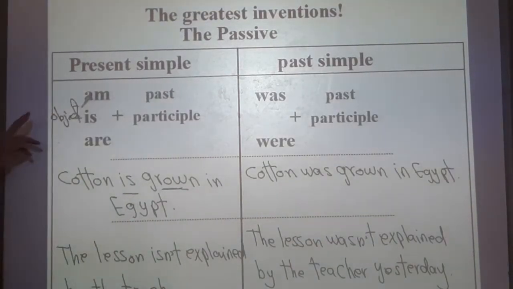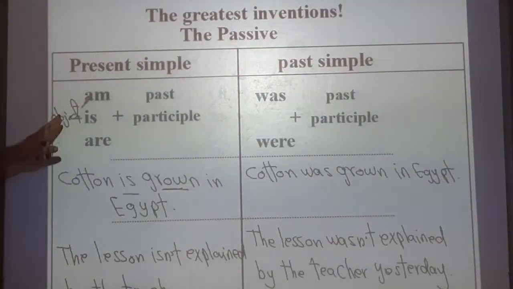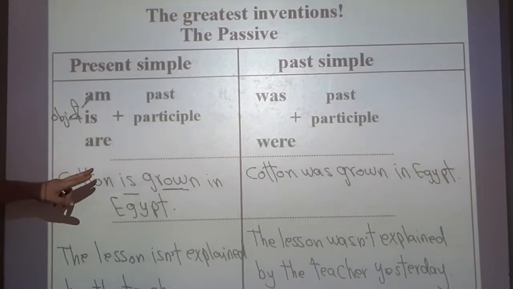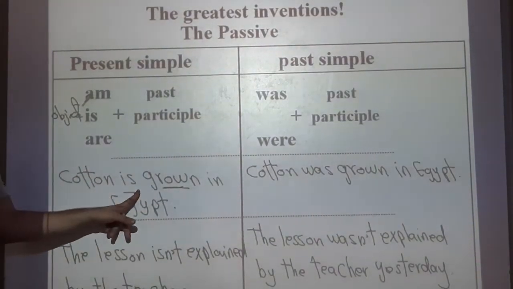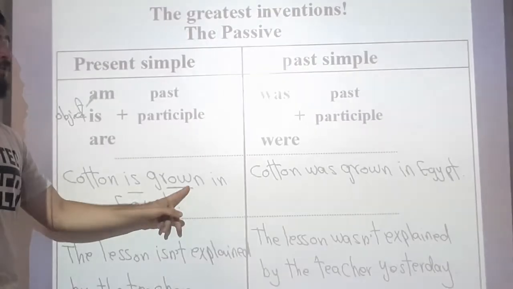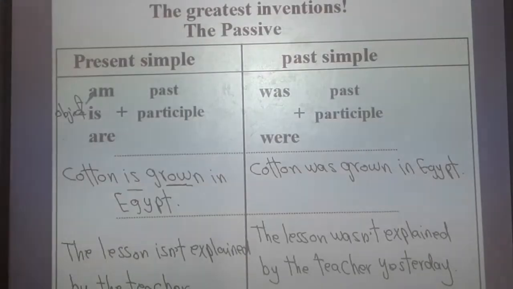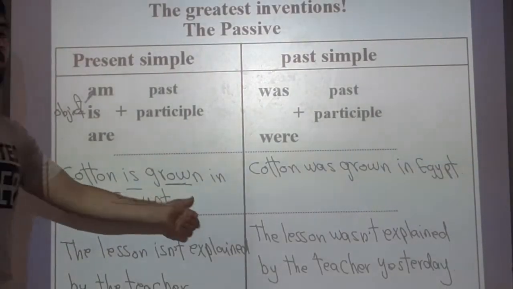We start with the object. So cotton here is the object. Cotton is an uncountable noun, so we use is. Grown is the past participle of the verb grow, and in Egypt. Again, cotton is grown in Egypt.